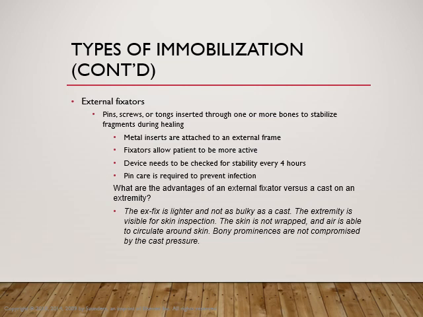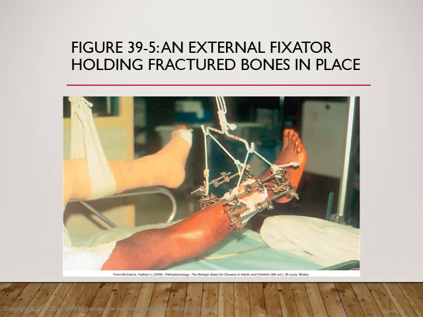What are the advantages of an external fixator versus a cast on an extremity? The external fixator is lighter and not as bulky as a cast. The extremity is visible for skin inspection. The skin is not wrapped and air is able to circulate around the skin. Bony prominences are not compromised by cast pressure. Figure 39-5, an external fixator holding fractured bones in place.